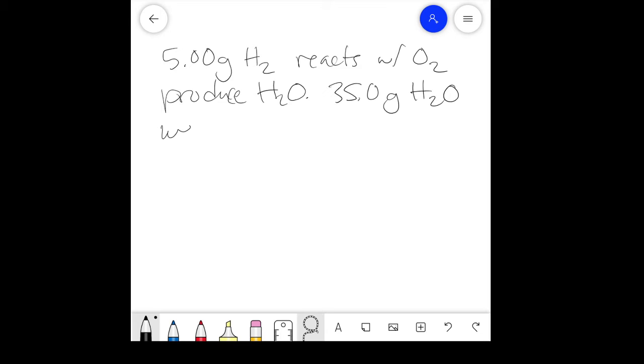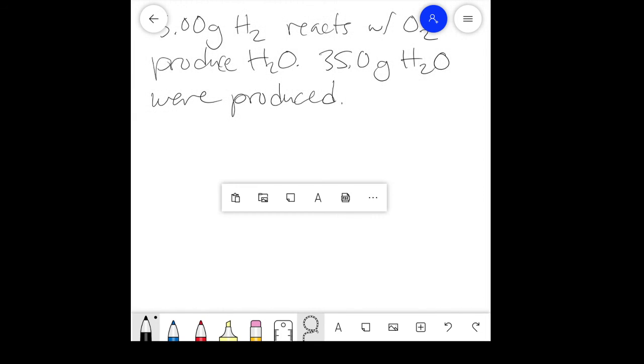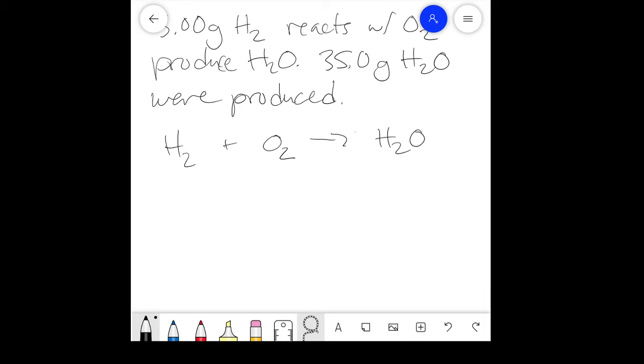So when you're doing these, something you might be confused about is that you have two numbers in the problem. I think the easiest thing first is to set up the equation. This is a synthesis, since you're taking two elements by themselves and combining them. So we have H2 plus O2 gives you H2O, 2 here, 2 here. Now we have our balanced equation.